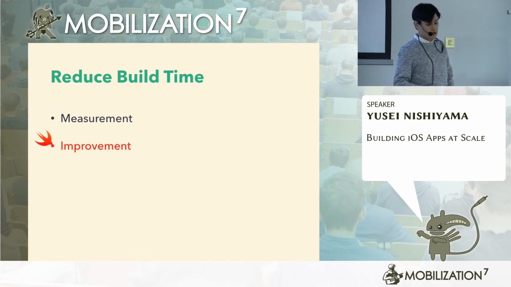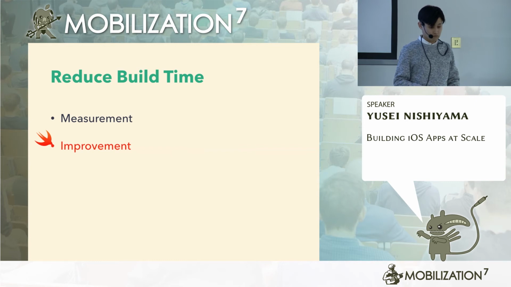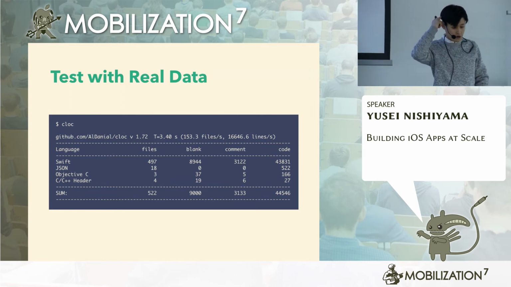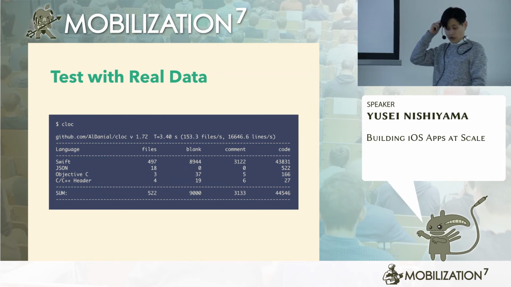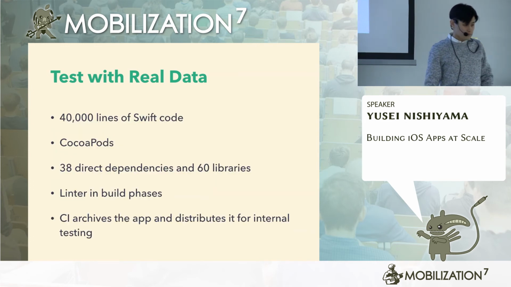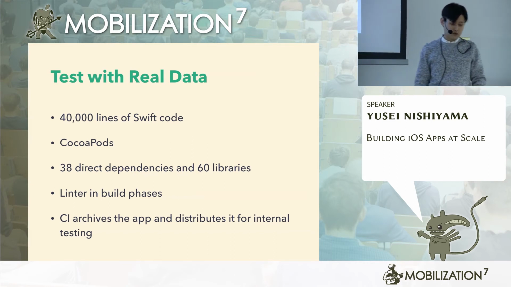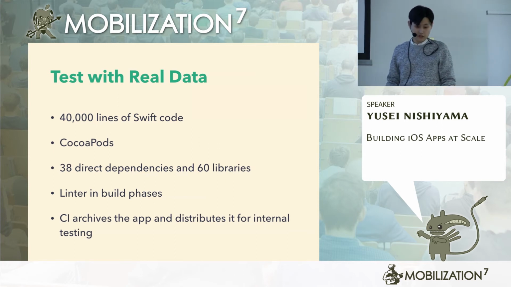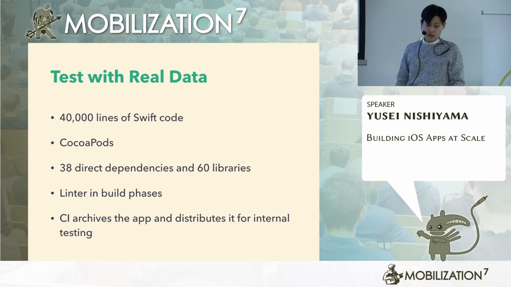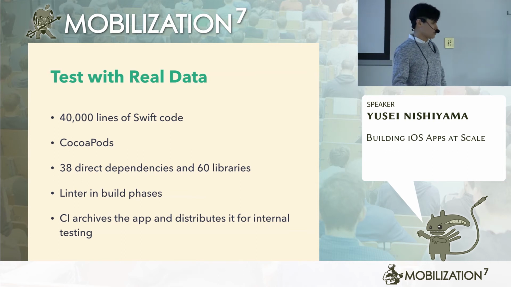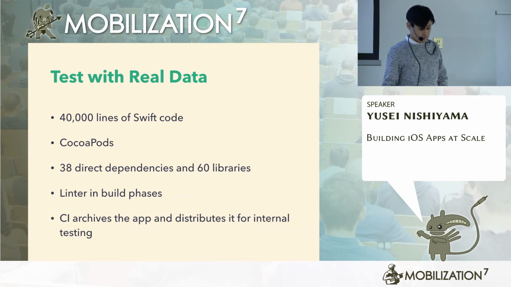Alright, the next part is about how to improve it. In this section, I'll show you how much my idea worked with real data from a real application. This application consists of 40,000 lines of Swift code, so it's not very big, but it's not very small, and uses CocoaPods as a dependency management tool. It has 38 direct dependencies to pod libraries and ends up installing 60 libraries.